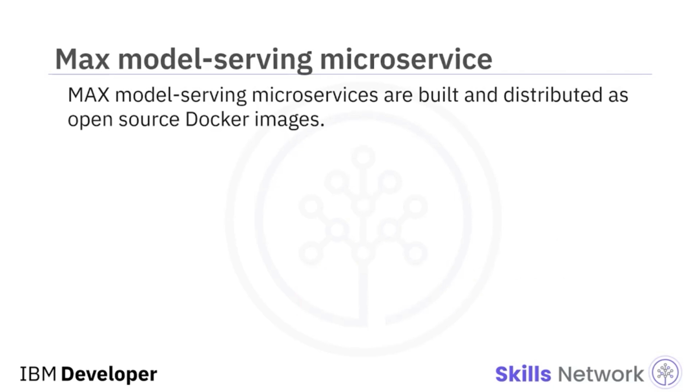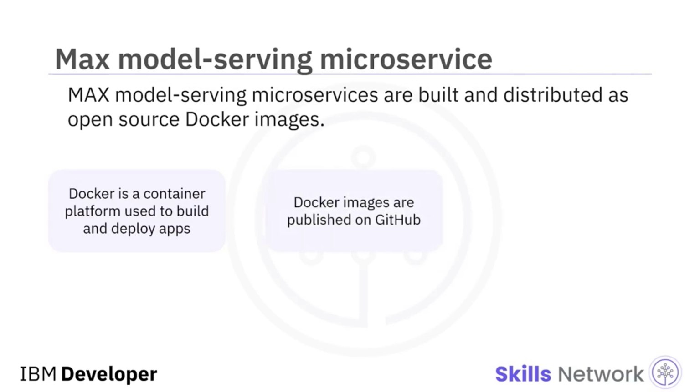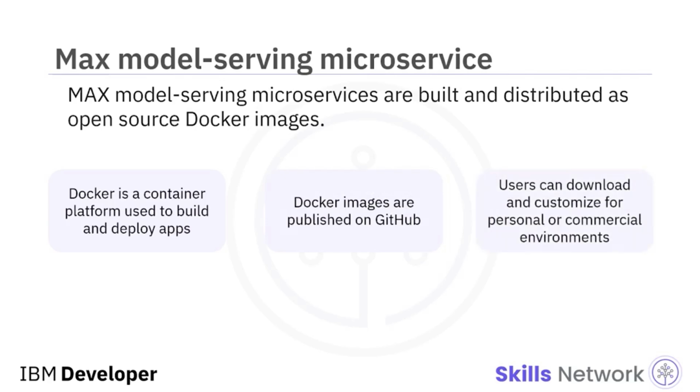MAX model-serving microservices are built and distributed as open-source Docker images. Docker is a container platform that makes it easy to build and deploy applications. The Docker image source is published on GitHub and can be downloaded and customized for use in personal and commercial environments.